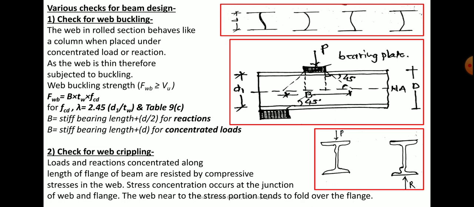Stress concentration occurs at the junction of web and flange, and there is generally folding of your web portion above the flange at the junction. So here you can understand that phenomenon. Because of external loading, here is folding of your web, and because of reaction, here is the folding of your web portion. Such kind of folding is to be checked for web crippling.